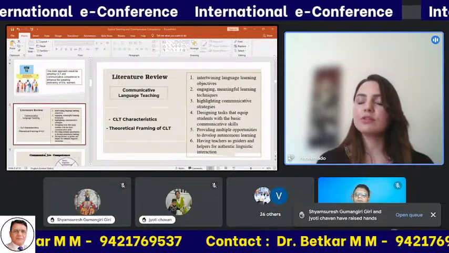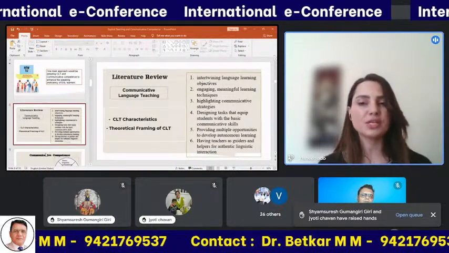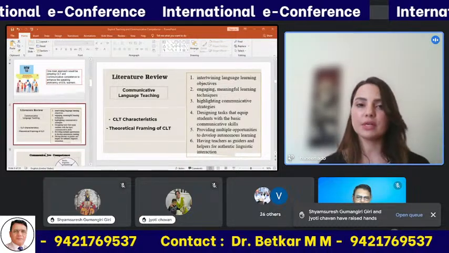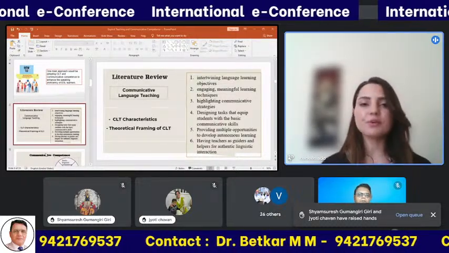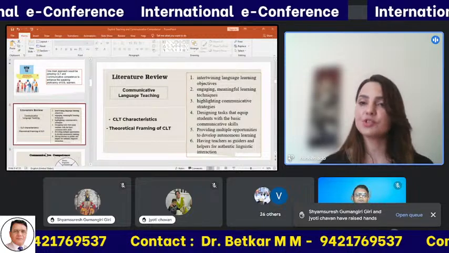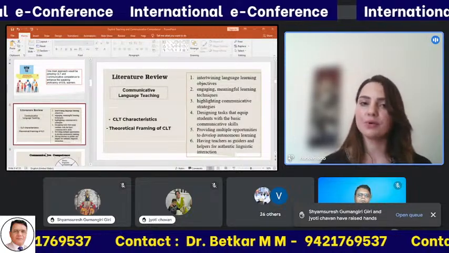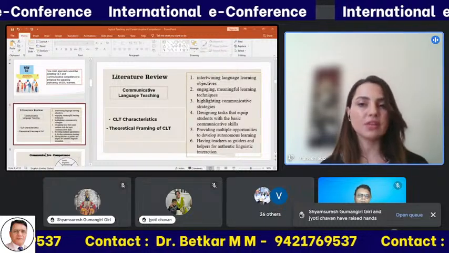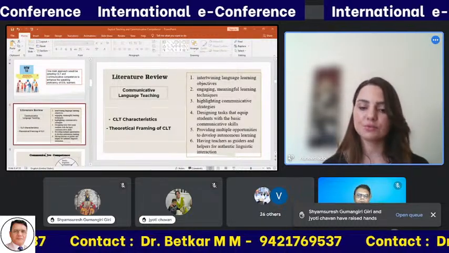learning. So I don't need them just to carry out communication in classrooms. I need them to carry out communication in the real world. And for sure, this can never be done without having teachers as guides and helpers for authentic linguistic interaction. So we need to bring the reality into our classrooms.